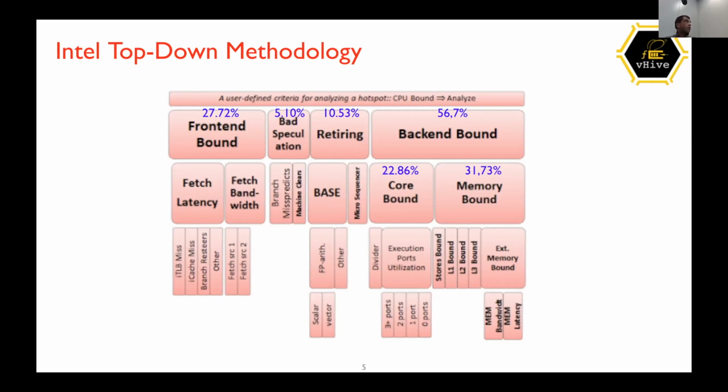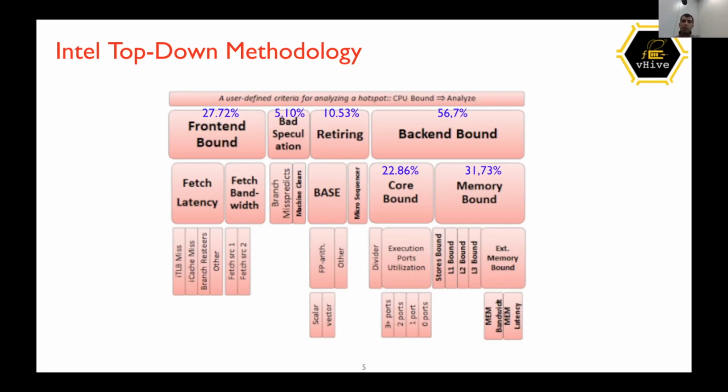Retiring is a category where we eventually would like all our instructions to end up. And finally, we have core bound and memory bound. Core bound means that execution units, so functional units inside the backend of the CPU, are used suboptimally. So that means that some of them are not filled in every clock cycle or so. And there are a few more reasons why your micro-operation may end up in this category.